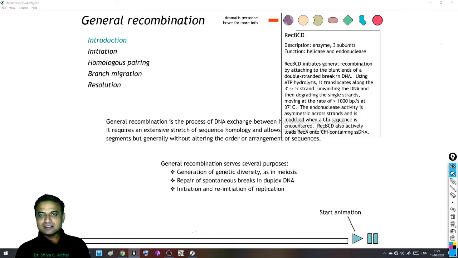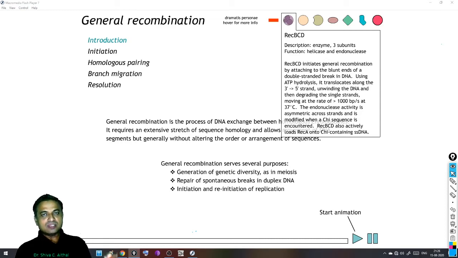It unwinds the DNA, and the rate, as we have seen earlier, is 1000 base pairs per second at a given temperature of 37 degrees centigrade, as observed in the laboratory. This endonuclease activity is asymmetric across the strands, and it is modified when the chi sequence is encountered. I will show this in animation: it has a nuclease activity, that is, it goes on breaking the DNA till the chi sequence is reached.